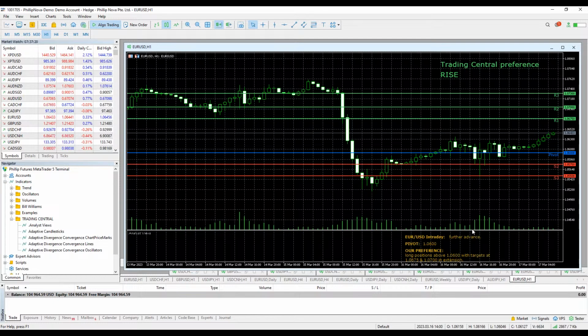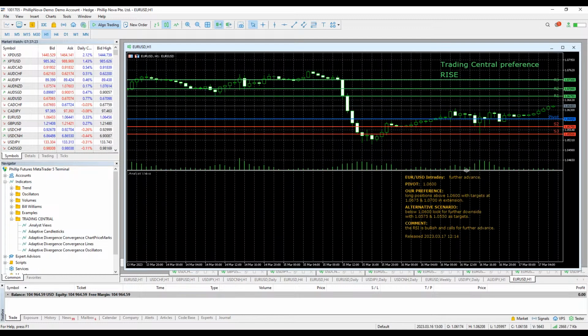Aside from the levels, of course, it also gives you a verbal explanation, things like the sentiment. Their comment is that they believe in further advance, and their preference is for a long position above 1.06 with targets at the respective resistance levels. Then they have an alternate scenario where if the price is below 1.06, they will look for further downside with 1.0575 and the other level as a target. They also tell you in a brief comment that the RSI is bullish and therefore calls for further advance.